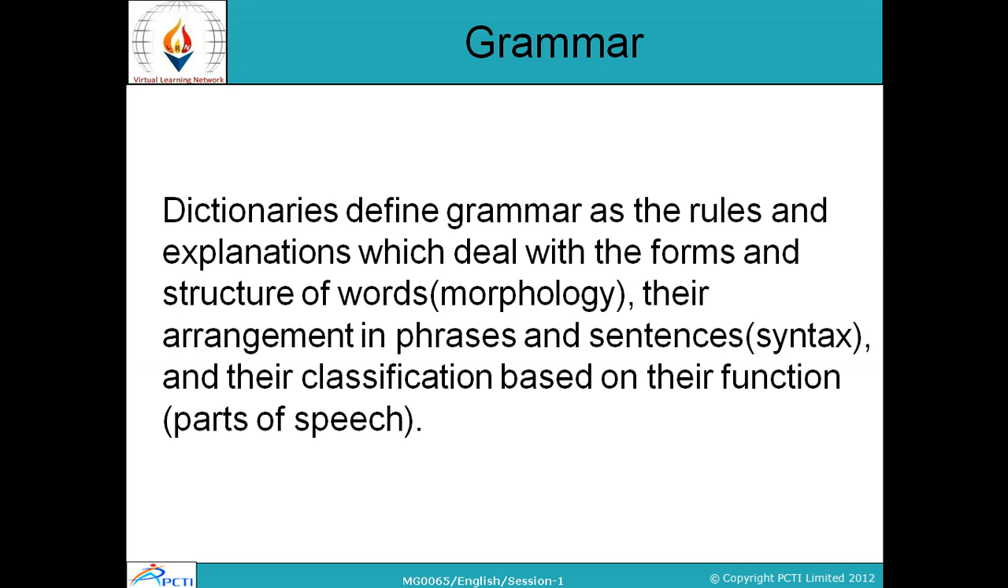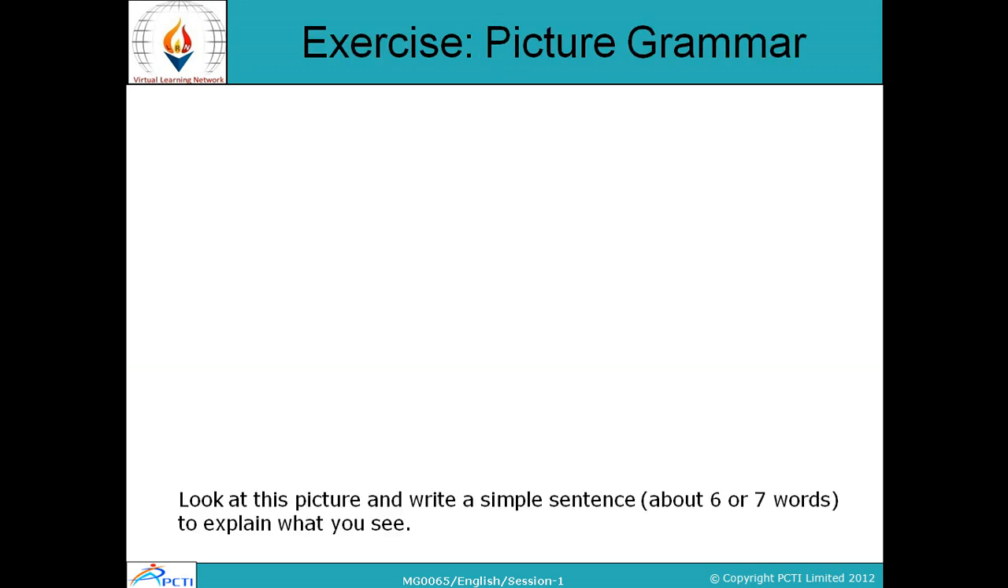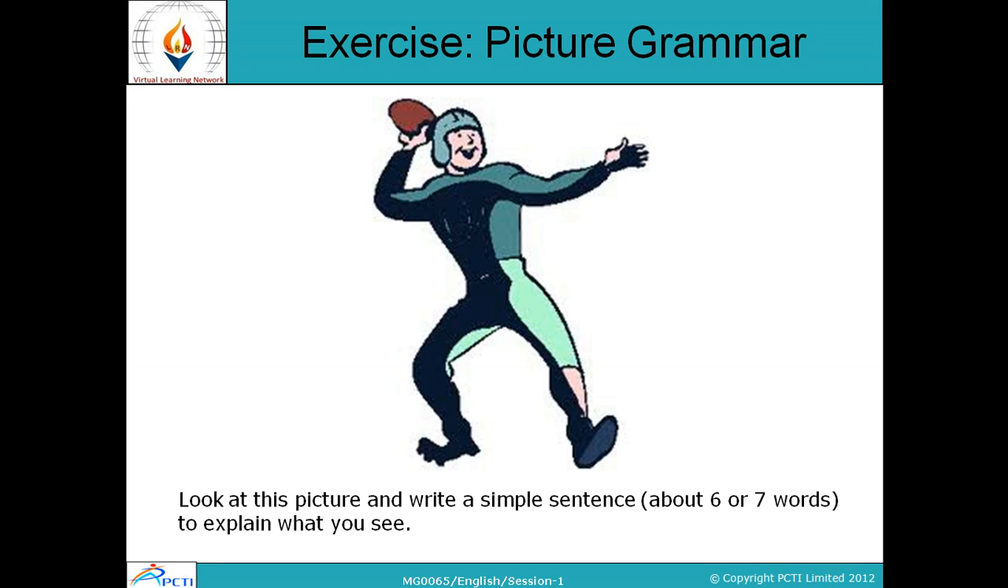And in a simple and easy way, let us do one exercise to find out. What you have to do is look at the picture and write a simple sentence of about 6 or 7 words to explain what you see. अब इस पिक्चर में जो आप देख रहे हो वो आपको बताना है कि एग्जैक्टली क्या है इस पिक्चर में.